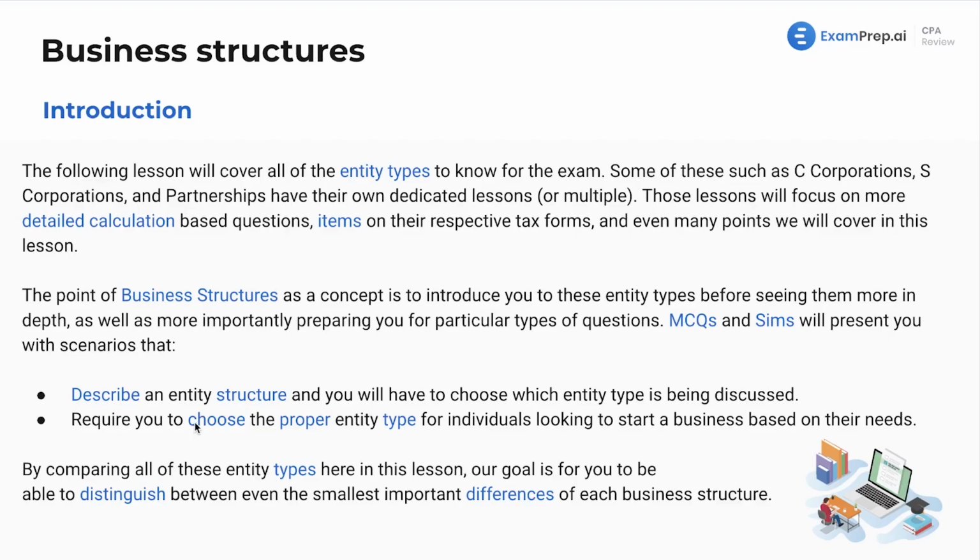Going to be quite the important lesson. Going to be a pretty hefty lesson as well. But all of this is important. This is going to help you to succeed on the exam. Again, think of this as a lesson that's going to help you answer a lot of questions specific to it, as well as introduce you to these entities themselves, which we will then see in even more depth in later lessons.